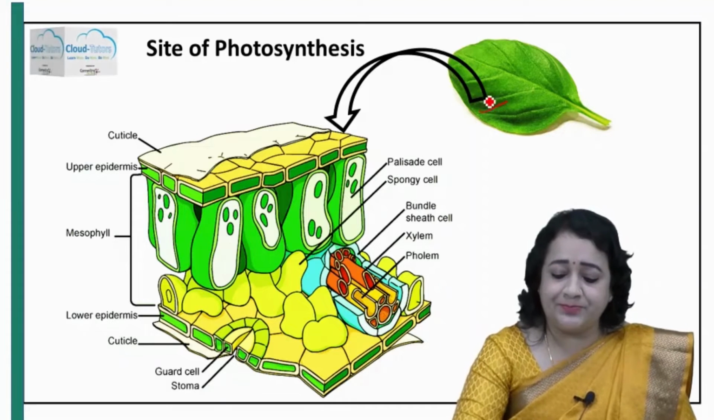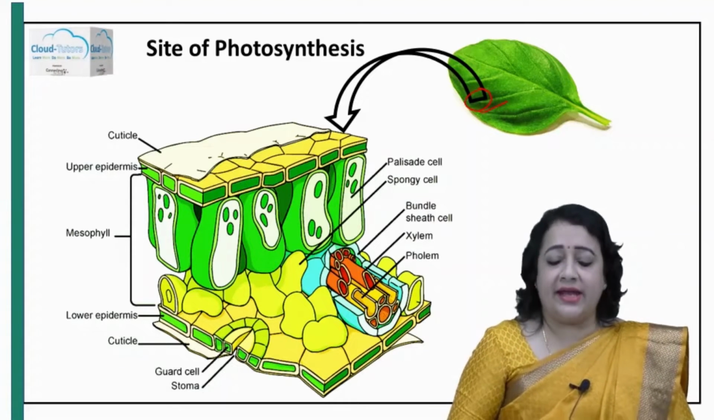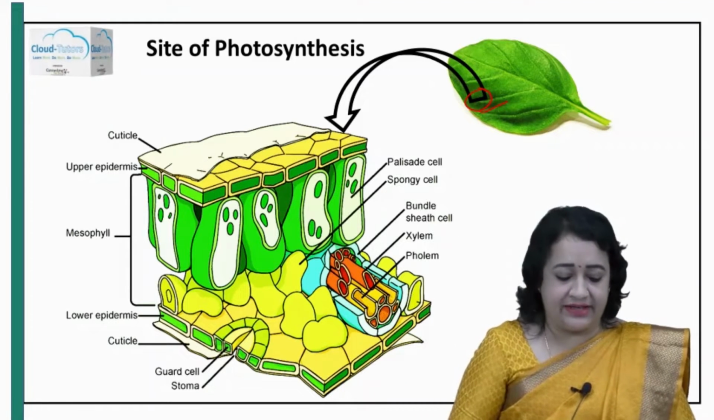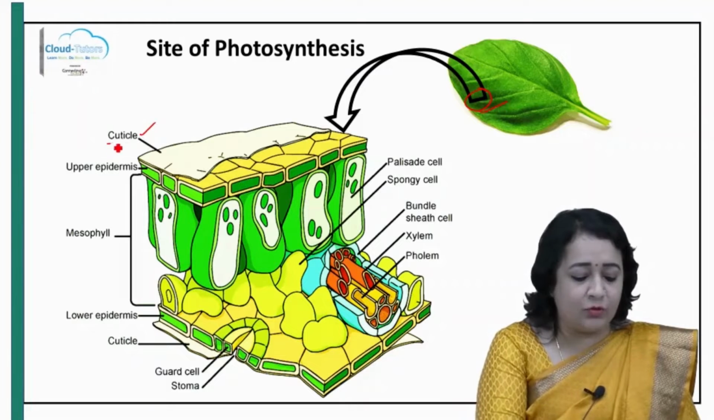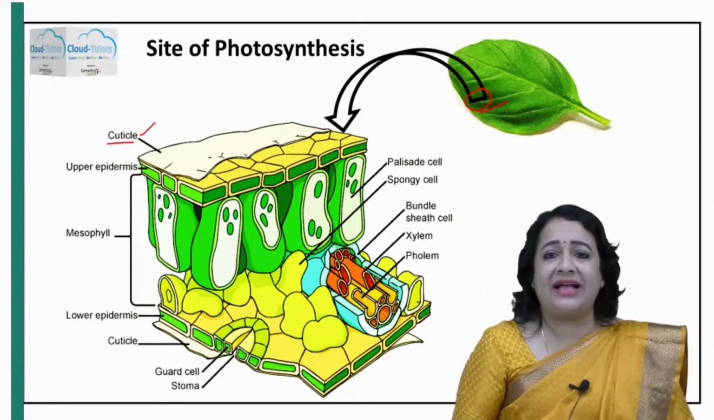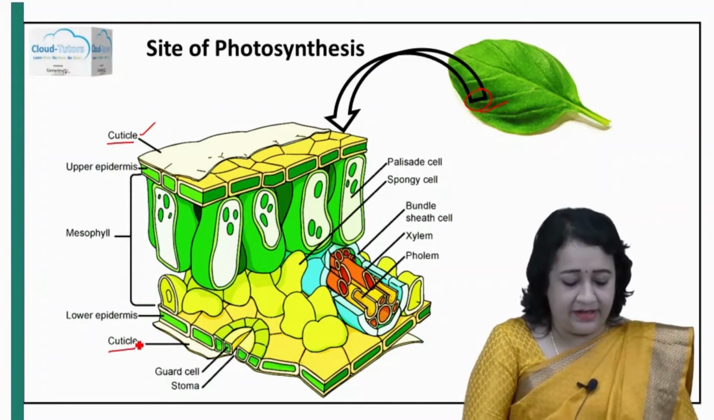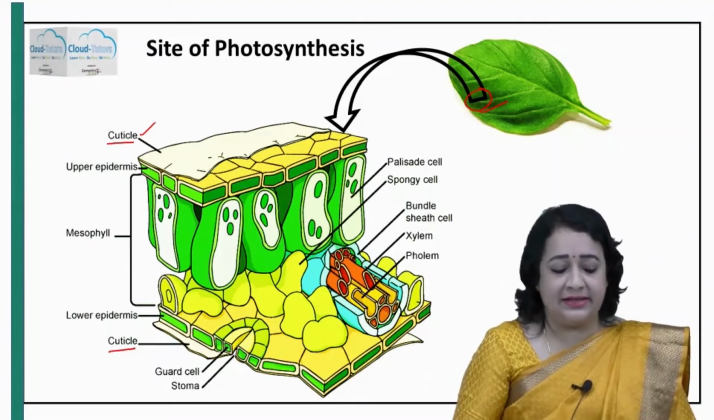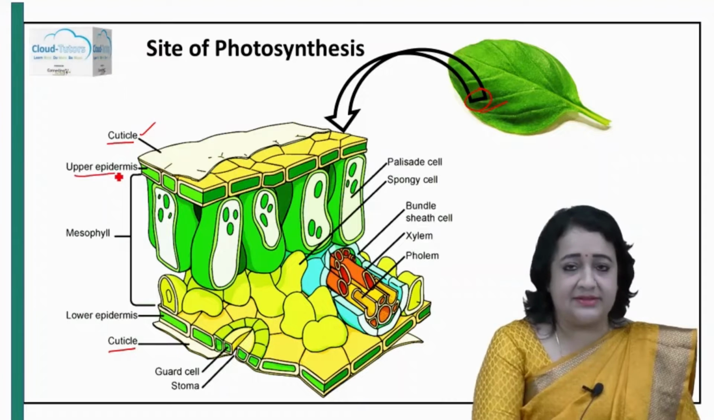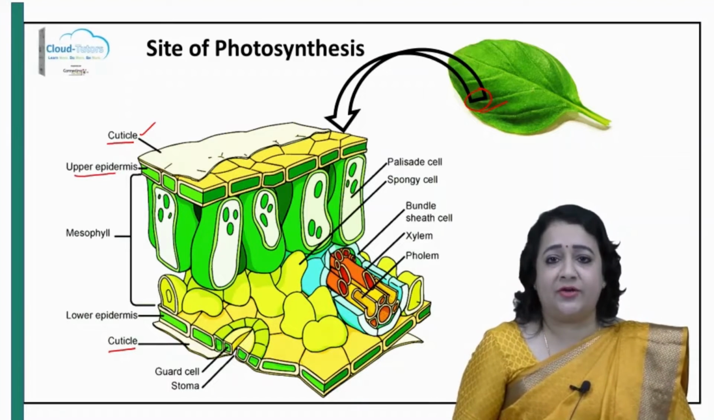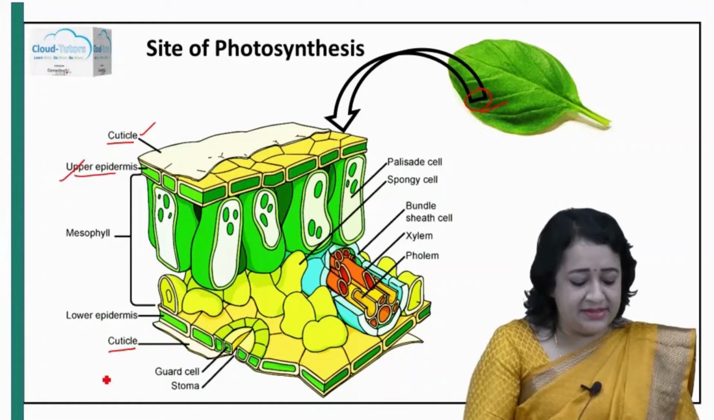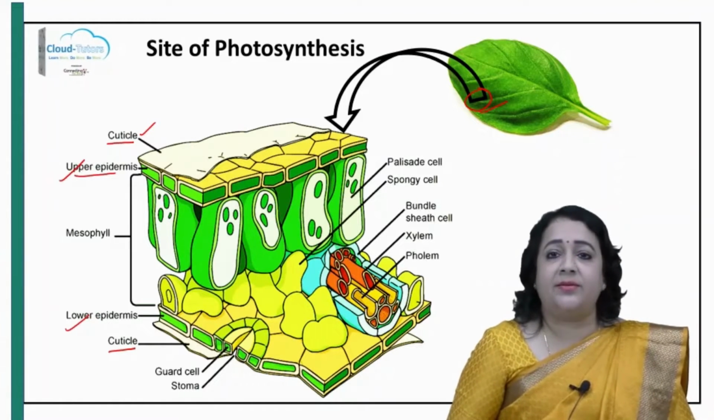So here, if you take a piece of this leaf and observe, what are the parts it contains? The outermost layer will be the waxy layer called the cuticle. It is present both on the upper side and the lower side of the leaf. Then comes the epidermis. Epidermis is a single layer of cells which is compactly arranged. So it has an upper epidermis and a lower epidermis.